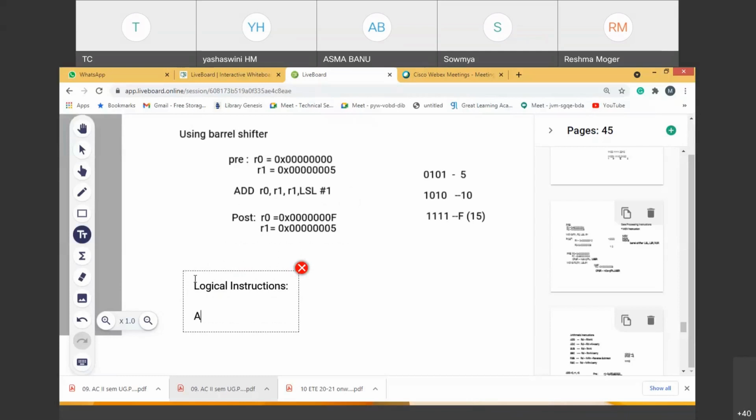What are the logical instructions we have? AND instruction. So how to write AND instruction? The same way. The logical output is stored in register RD, the same simple way. And how is the result obtained? I'll write either small or capital, it's left to us. Two source registers are ANDed and the result is stored in the destination register. Simple way. Similarly, I have OR.